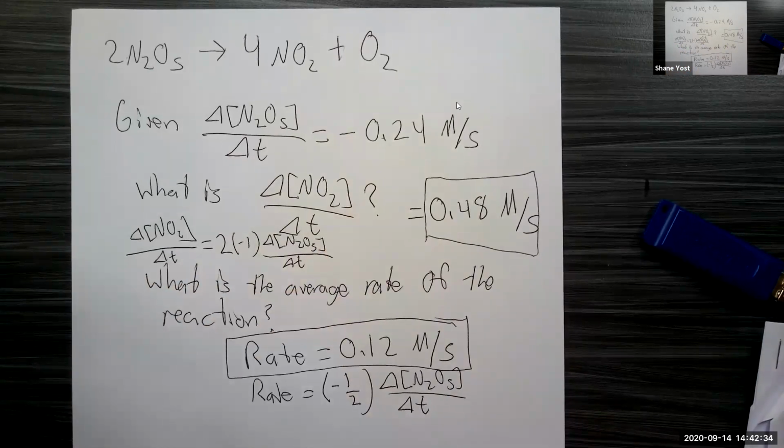All these questions relating rates of consumption and formation, rates of change, and rates of the reaction are all about the balanced chemical reaction and the stoichiometric coefficients relating the different reactants and products that you have.